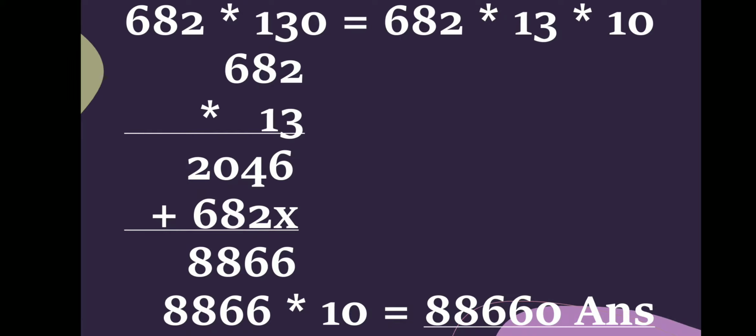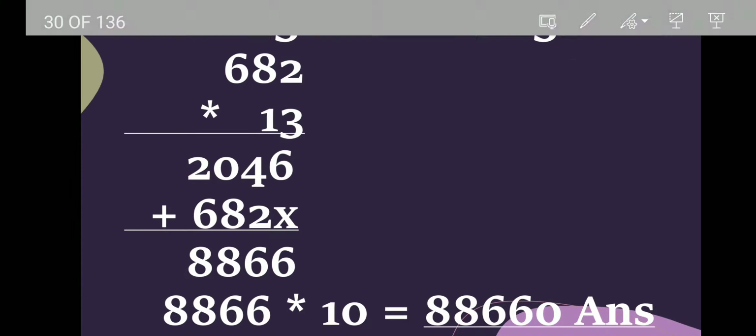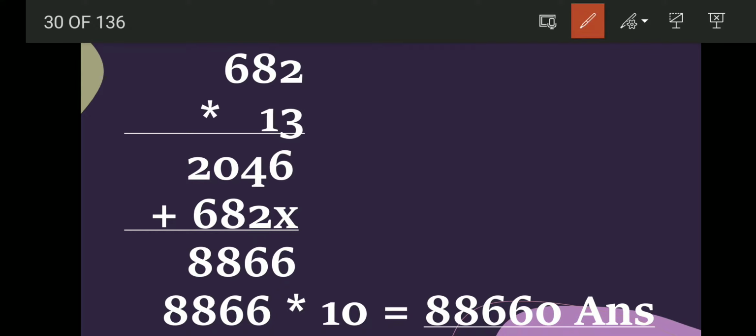Let us extend this multiplication of a number by zeros, but with a number. For example, 682 multiplied by 130. What would it be? We can write this as 682 multiplied by 13 multiplied by 10. So 682 multiplied by 13 is 8866, multiplied by 10. So we'll put 1 zero on the right hand side and then it becomes 88660, 88,660.